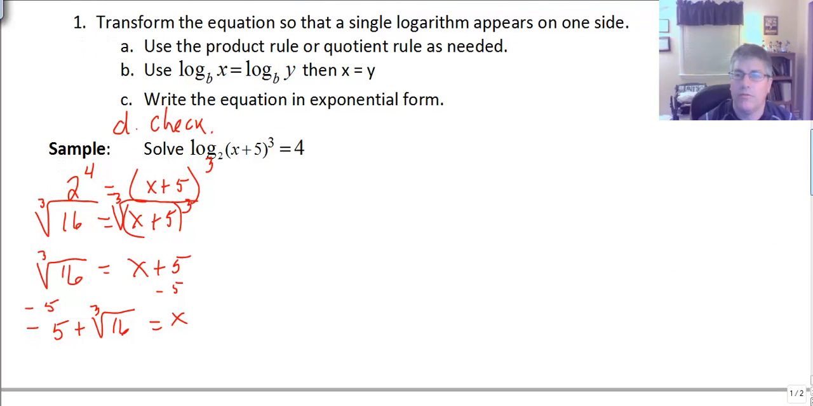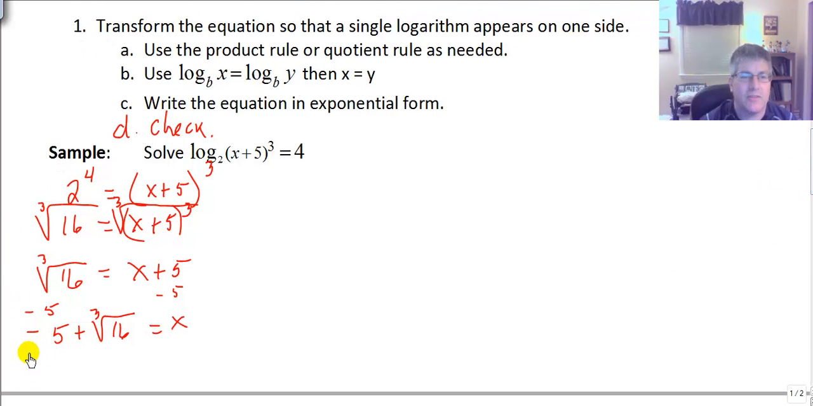Well, the cube root of 16 has a perfect cube factor inside of it, which is 8. So the cube root of 8 is 2. So negative 5 plus 2 times the cube root of 2 is equal to x. And then we need to go ahead and check to see if our answer makes sense.